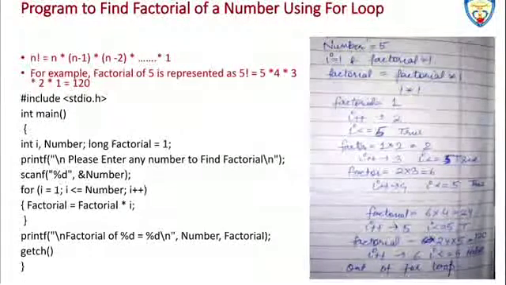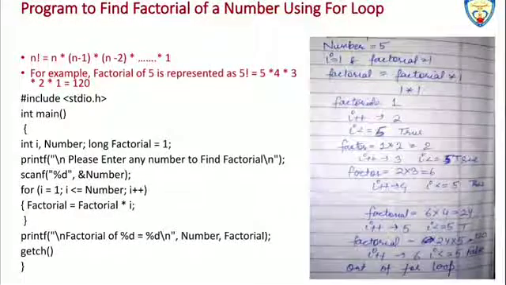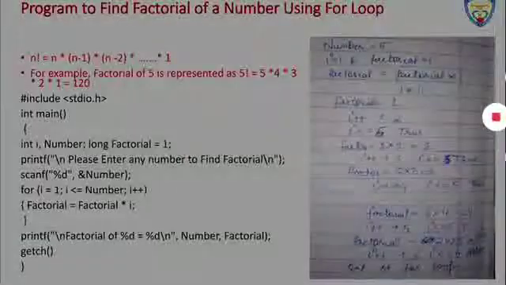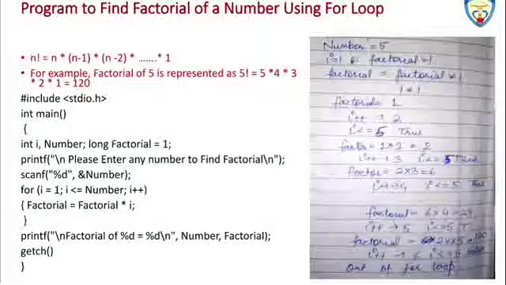Starting with the preprocessor files, main, and variable declaration. Here we have taken the integer type int i, number, and long factorial. The initial value of factorial is 1. Now the printf: please enter any number to find the factorial. This statement will take the number from the user. The user wants the factorial of 5, so the number here is 5.